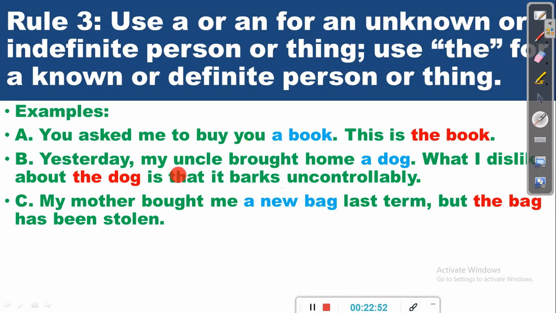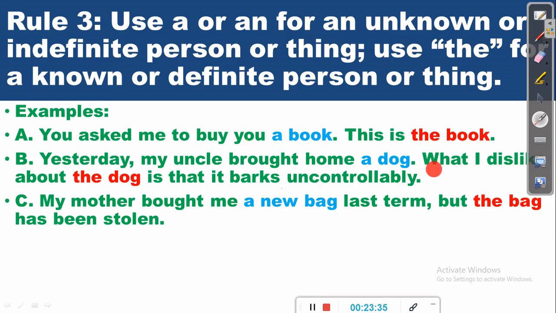Example B, yesterday my uncle brought home a dog, because the dog was unknown until we now talked about it. Yesterday, my uncle brought home a dog. It can be any dog. It's just a dog. All right? But now that this has been talked about, it is already known to both the speaker and the listener. And when you are talking more about the same dog, you can now use the definite article because it's now a specific dog we are talking about.